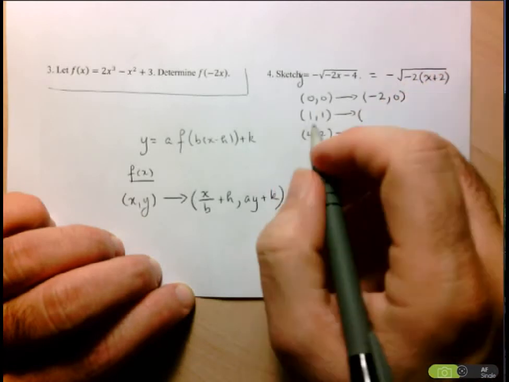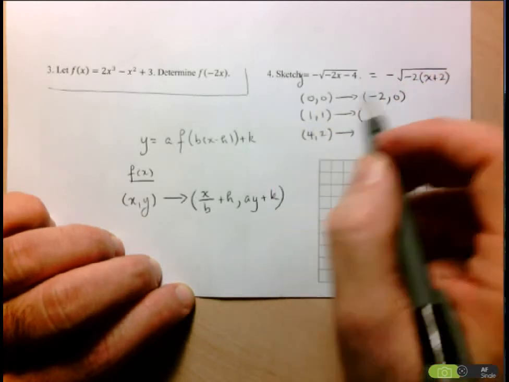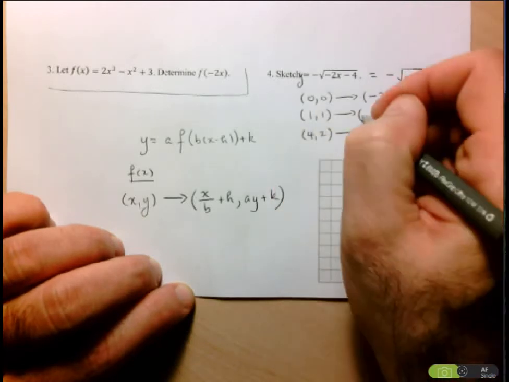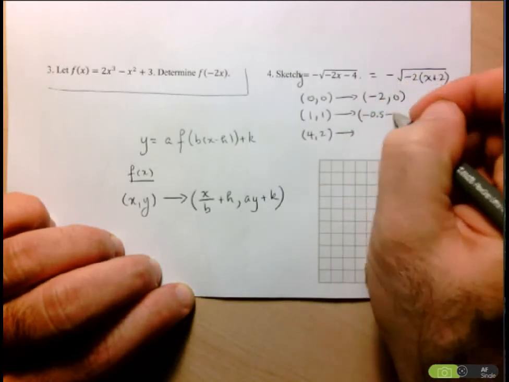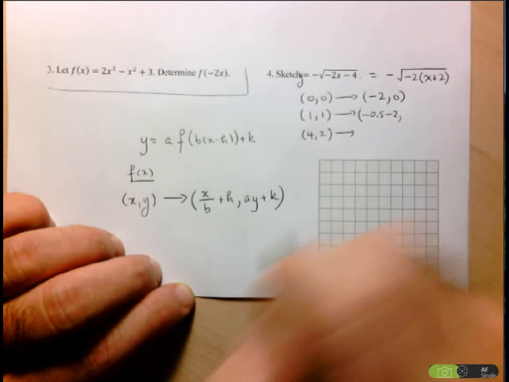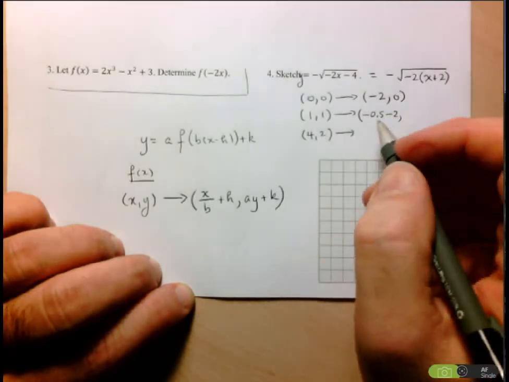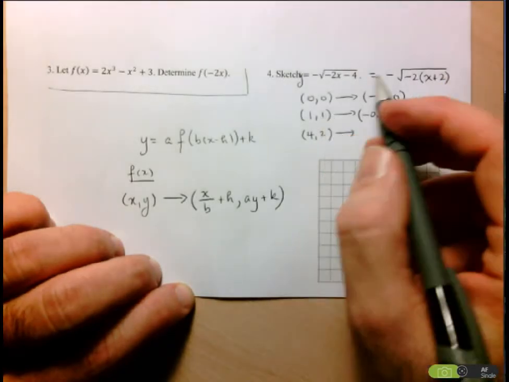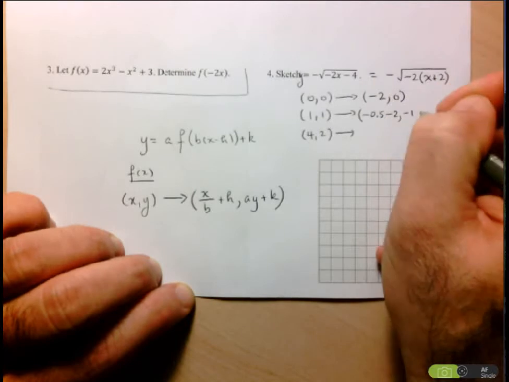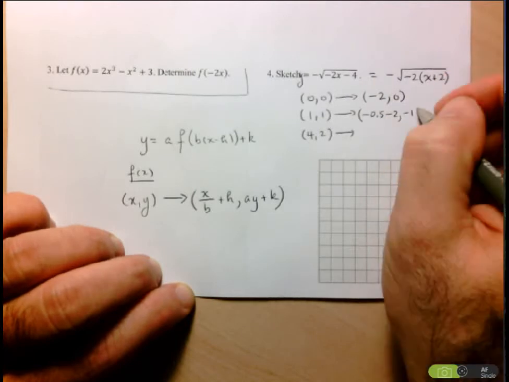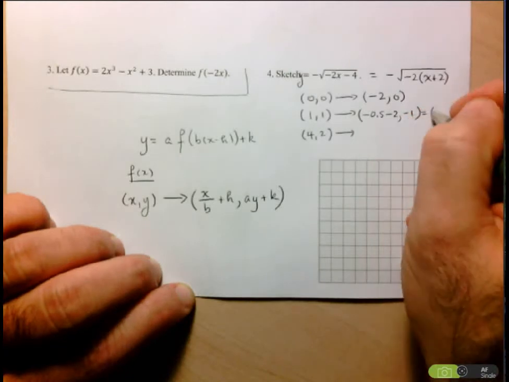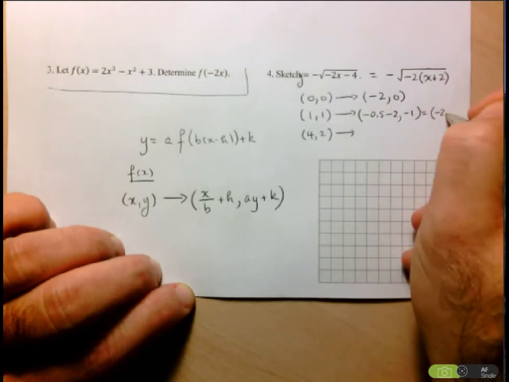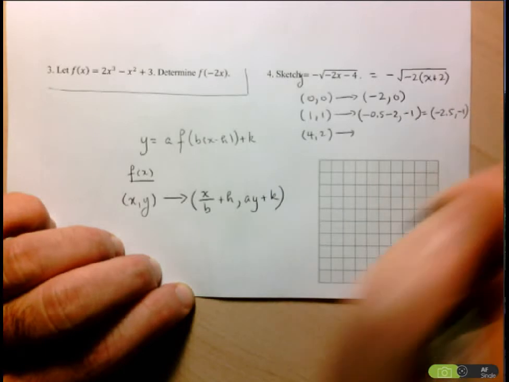Let's work with this one here. 1 divided by negative 2, so negative 0.5. And then subtract 2. So this one I'll do in 2 steps. And then here, 1 is going to be multiplied by negative 1. And again, no vertical translation, so that's where it's going to stay. Let's simplify that here. So it looks like we've got negative 2.5 and negative 1.